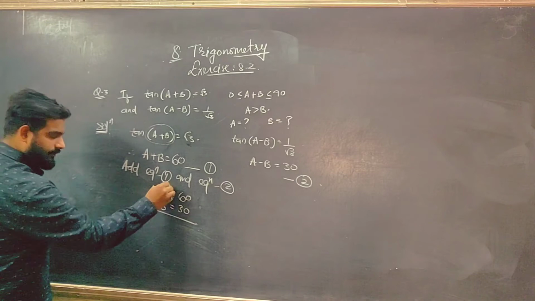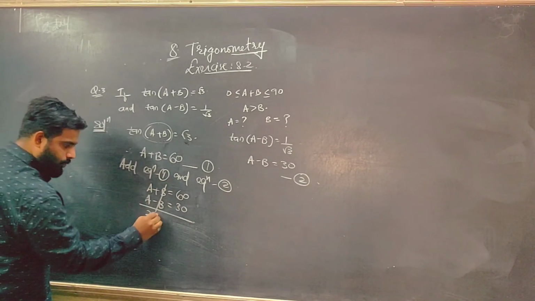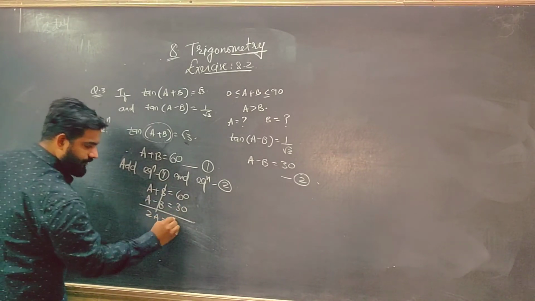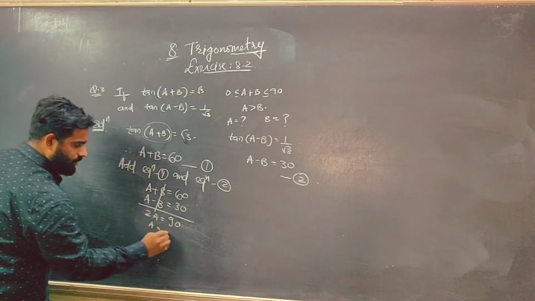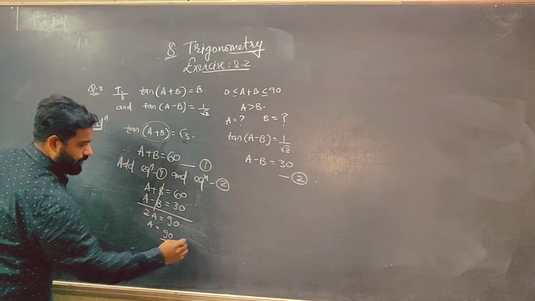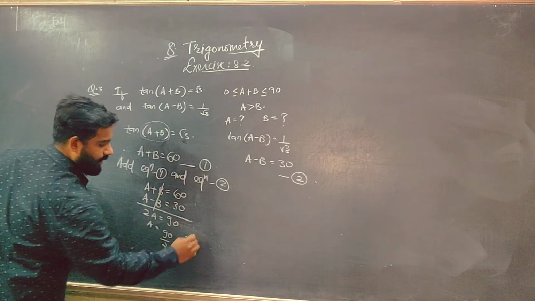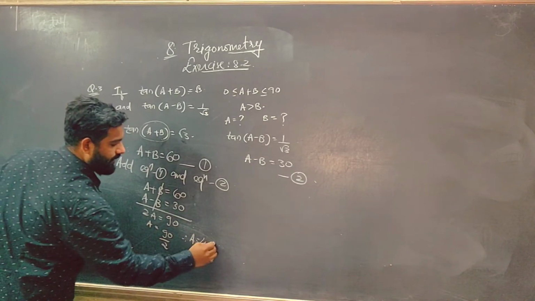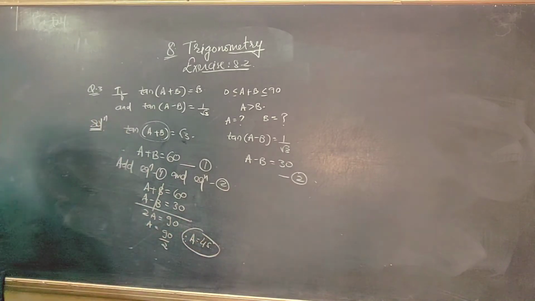See, plus B and minus B will cancel out. A plus A will give you 2A. 60 plus 30 will give you 90. So A is equal to 90 by 2, and therefore A is equal to 45 degrees. You got one of the answers?